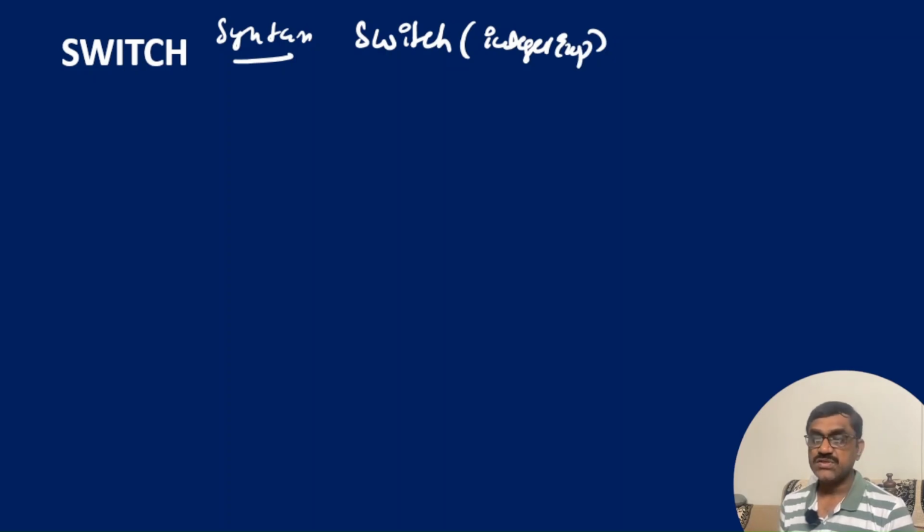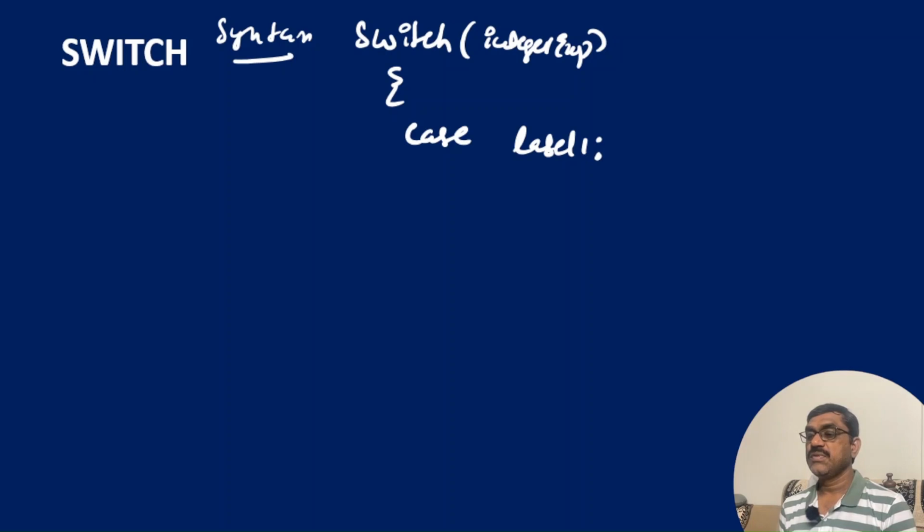Now the syntax of the switch statement is like this. Write the keyword first, switch, and in brackets you have to mention an integer expression, or you can use a character type expression, but it is internally converted into integer. After that, you write an opening brace. Within the opening brace, you write the keyword case. After writing the case, you write a constant or a label. I'm writing label 1 and putting a colon. In the same line you can write the statements, or in the next line. You write some statements. After writing the statements, you write break.